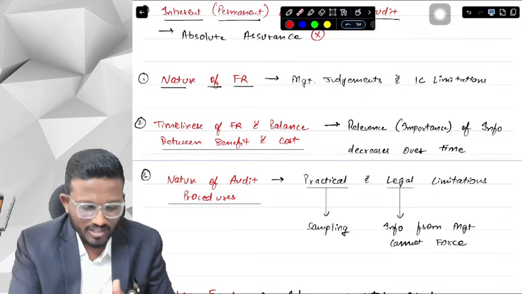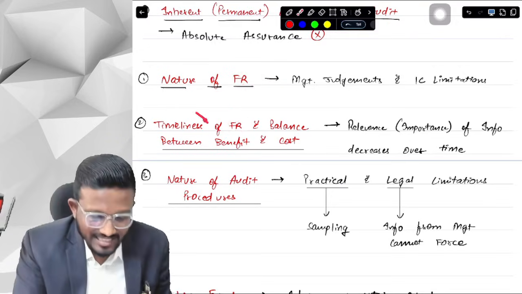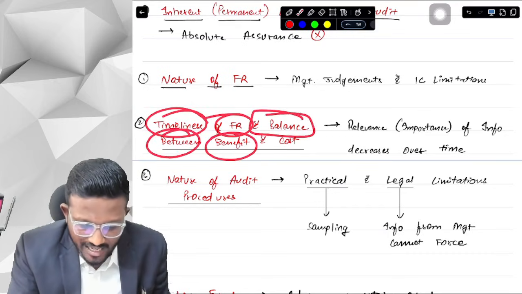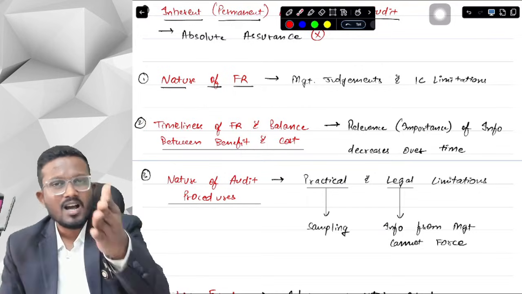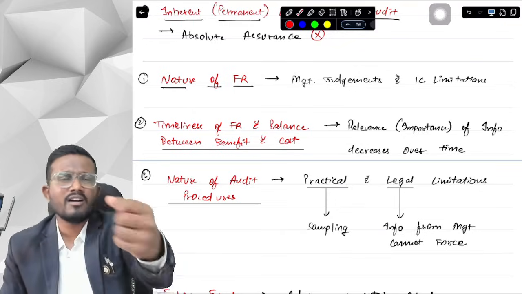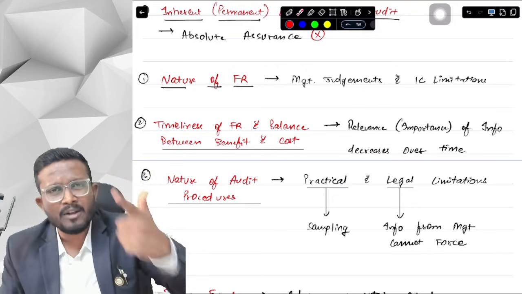Okay, yes sir. So first of all, this. The second one is that there is timeliness of financial reporting, and there has to be a balance between benefit and cost. Now suppose I want to audit financial statements for 3 years. I have audited the internal control in the first year, and in the second year. For the third year, I am thinking, okay, auditing anything requires a lot of time and effort and resources.